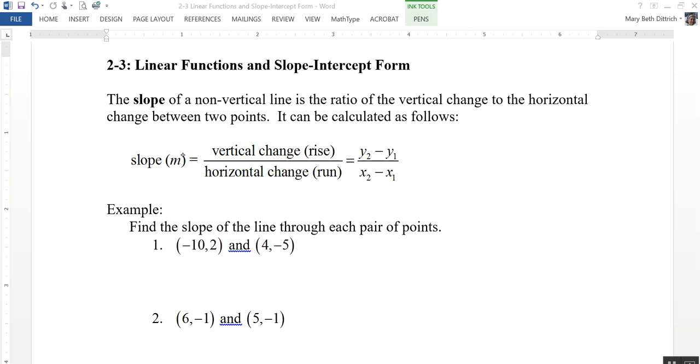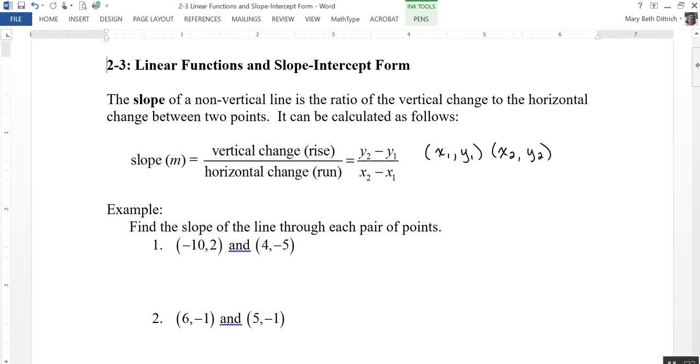The slope, the letter we use is m, is the vertical change or the rise divided by the horizontal change or the run. And the formula we can use is y2 minus y1 over x2 minus x1, where your ordered pairs are x1, y1, and x2, y2.